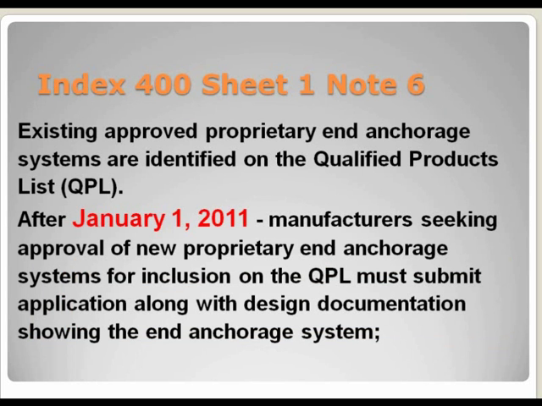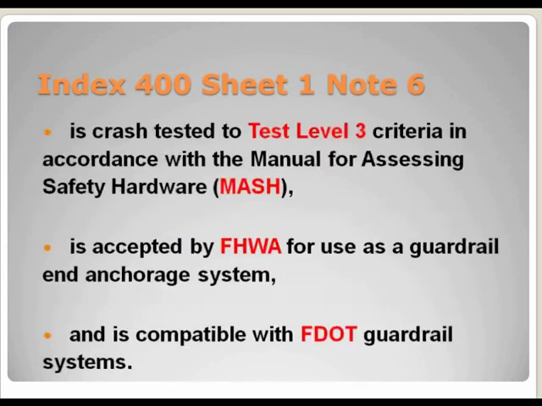After January 1 of 2011, all manufacturers who seek approval of new proprietary end anchorage systems for inclusion on the QPL must submit an application along with design documentation showing the end anchorage system is crash tested to test level 3 criteria in accordance with MASH, is accepted by the Federal Highway for use as a guardrail and anchorage system, and is compatible with the FDOT guardrail systems.